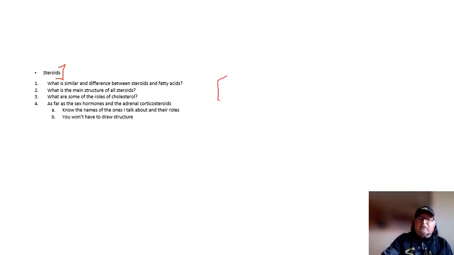All right. What is the main structure of steroids? Okay, so they have those three ring structures. They're very identifiable, and so you should be able to recognize a steroid. What are some roles of cholesterol? Okay, cholesterol is the main steroid in our body.